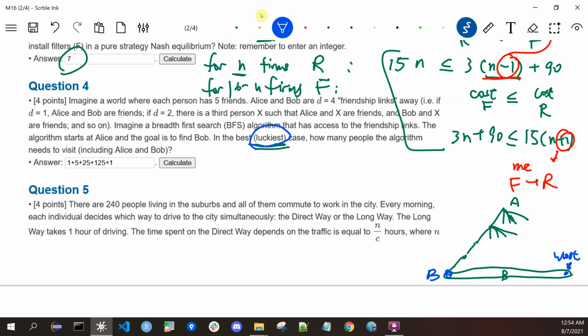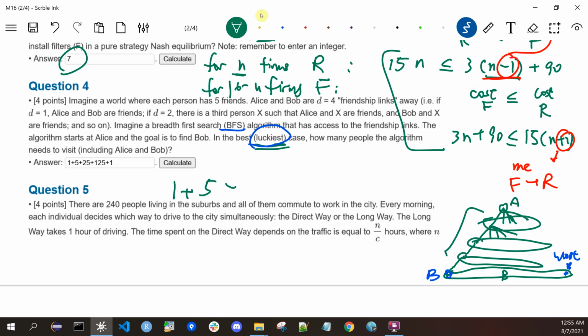So here we are talking about the luckiest case, and we're also talking about BFS. So in the luckiest case, B is the first person we search at level 4, and for BFS, we need to search everything in levels 0, 1 to 3. So we need to add up all of these nodes, the number of them plus 1. So the root plus the first level plus the second level, because each of the 5 friends has 5 friends, and the third level, and then add that one, which is B here. So that's how many people we need to search.